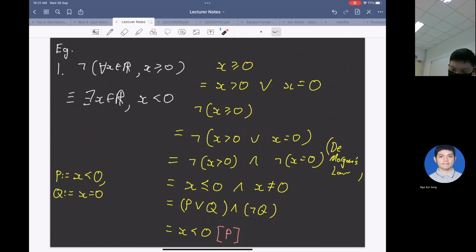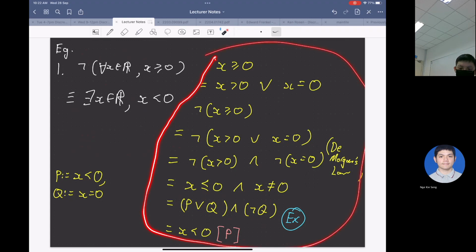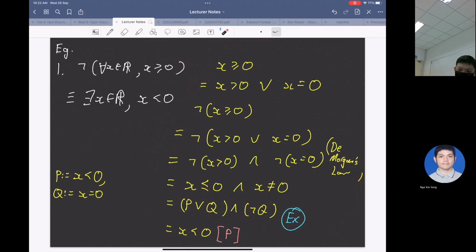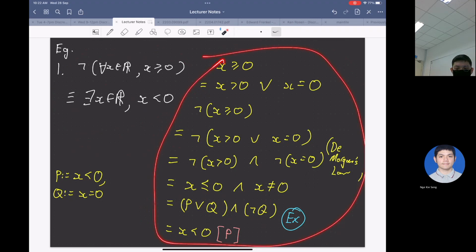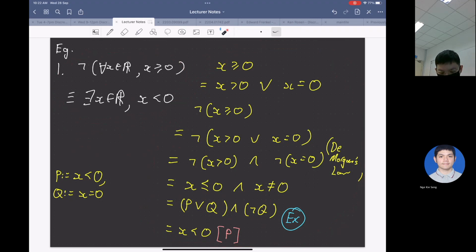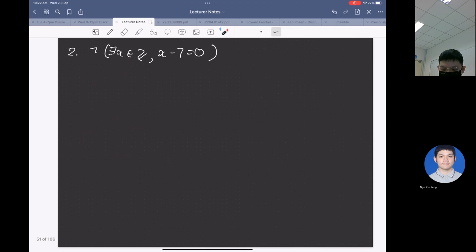Try the exercise again. I put an exercise here. Go and try this exercise here: try to show that P or Q and not Q is actually logically equivalent to P. You see, there's actually a big step here before you write these two. Once you know this, then you can just use this. Okay, next.